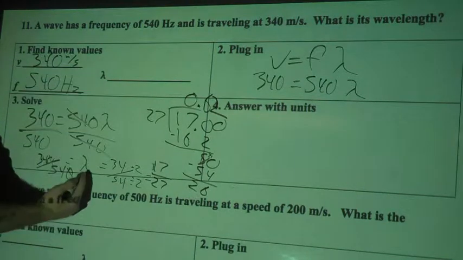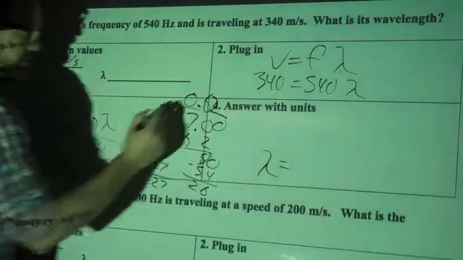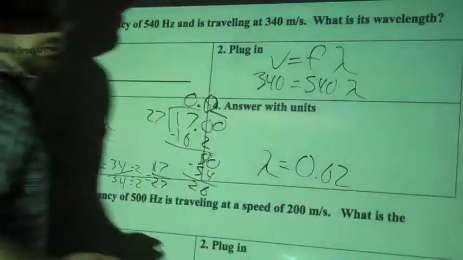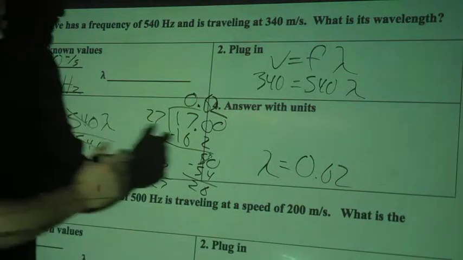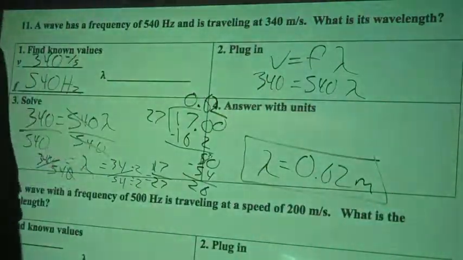So now I've got lambda, man, this is a fun problem, equals 0.62. And lambda is usually measured in what? Hertz. Oh no, I'm sorry, meters. Yep, meters, right? We're talking about wavelength. We're talking about the length of each of these waves. So 0.62 meters, that's it.